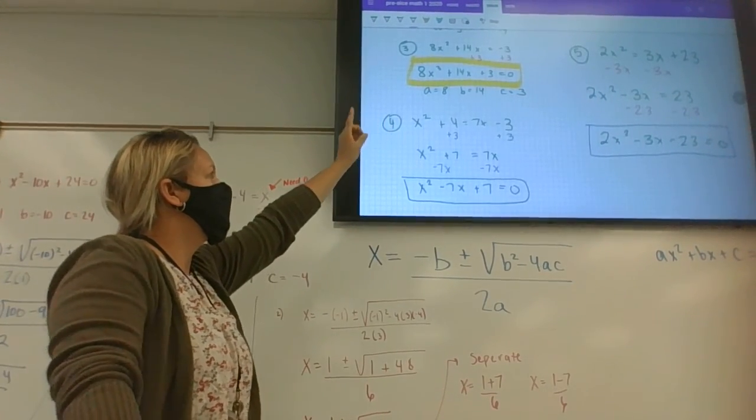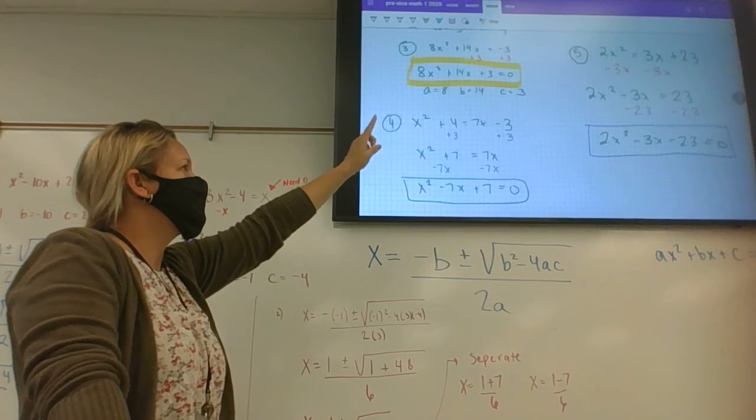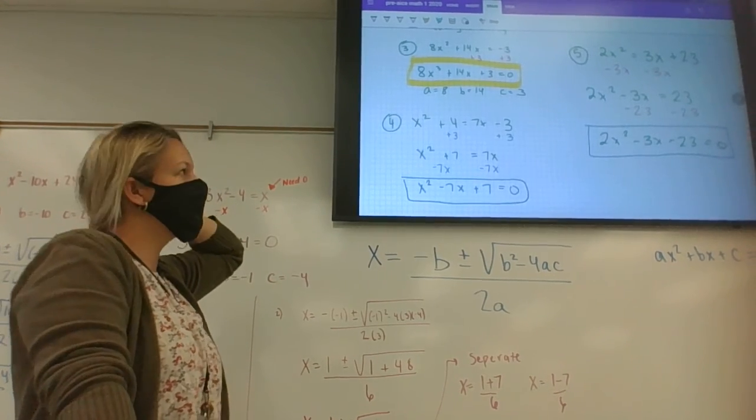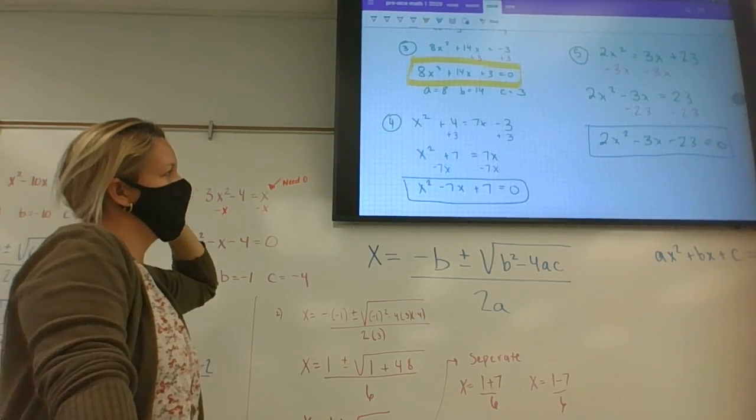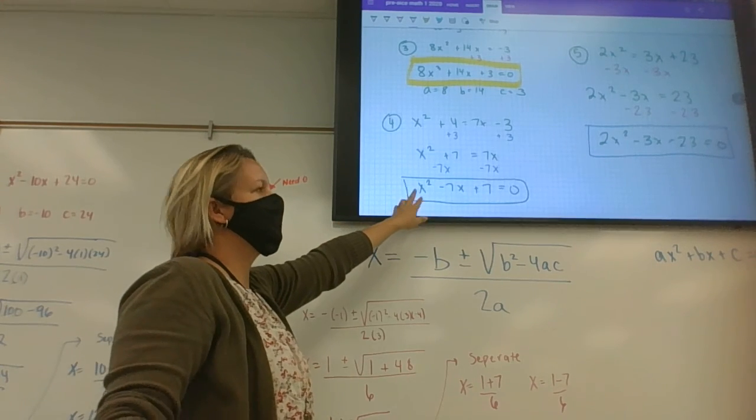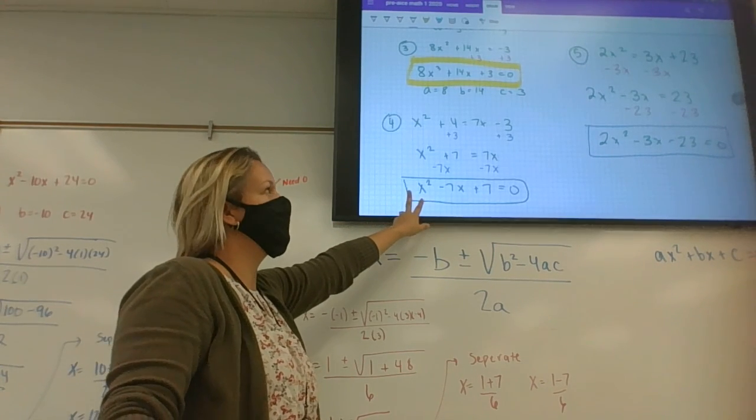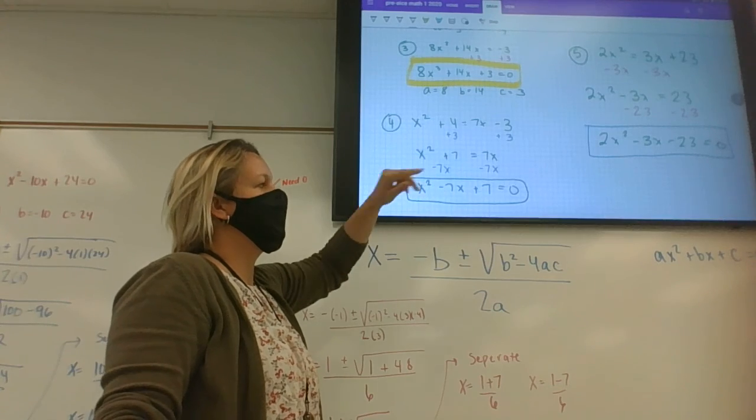So for 3, A is 8, B is 14, and C is positive 3. 4 is a little trickier. You have to move 2 terms over. And 5 you do as well.